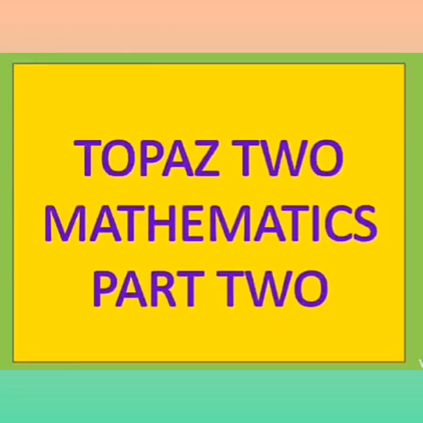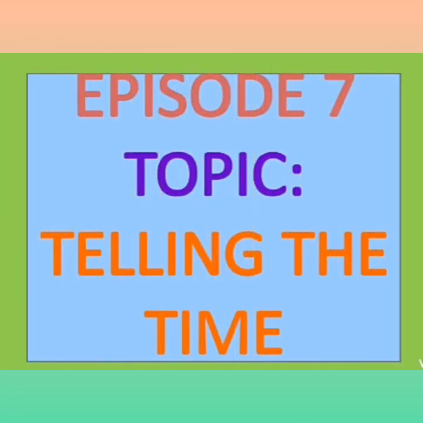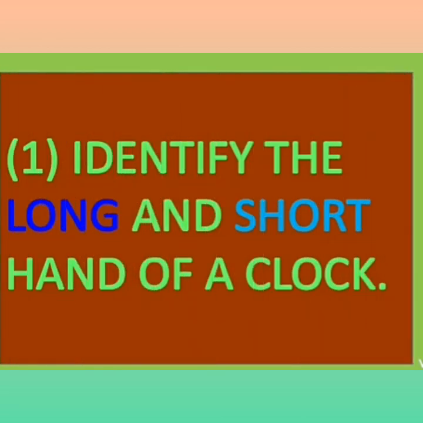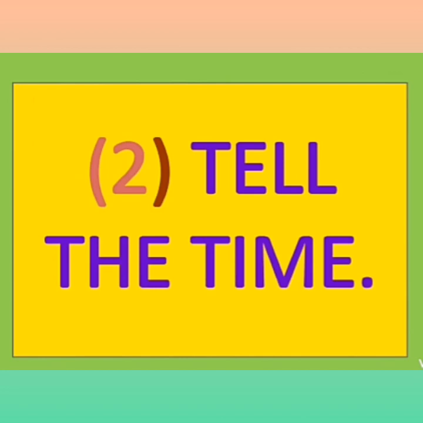Our lesson is Mathematics Part 2. The topic of our lesson is telling the time. Objectives. At the end of this lesson, the pupils should be able to: 1. Identify the long and short hand of a clock. 2. Tell the time. I hope you still remember the part 1 topic of this episode.